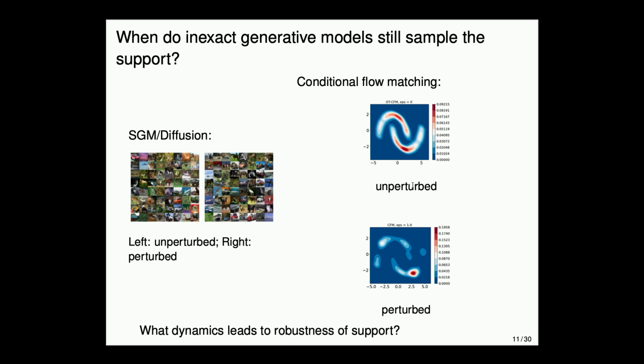So what is it about the dynamics? We've introduced all this elaborate notation to represent this generative model as a dynamical system. Can we do some further analysis in the situation where A, the target is not absolutely continuous, it's singular, and B, to explain this observation that some generative models can retain the support under errors whereas others cannot?